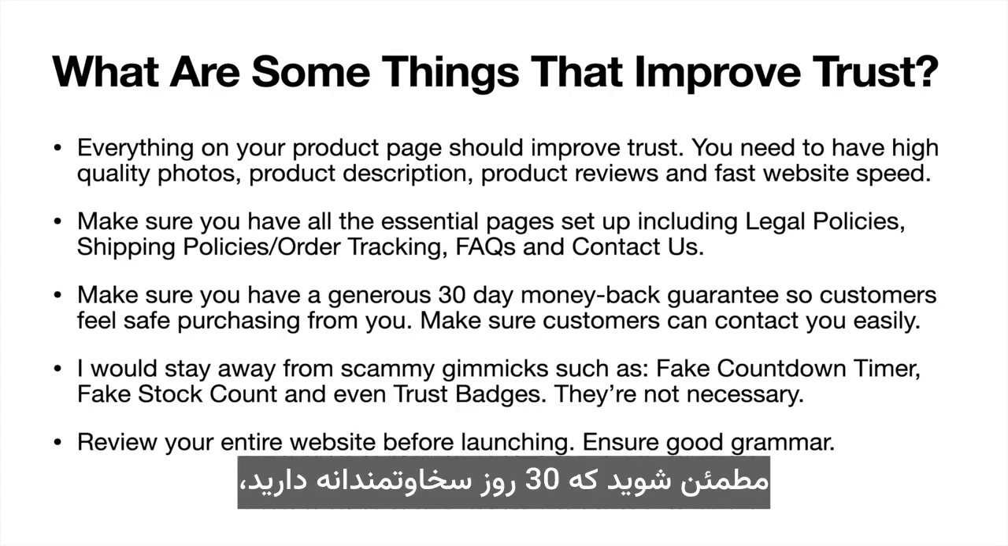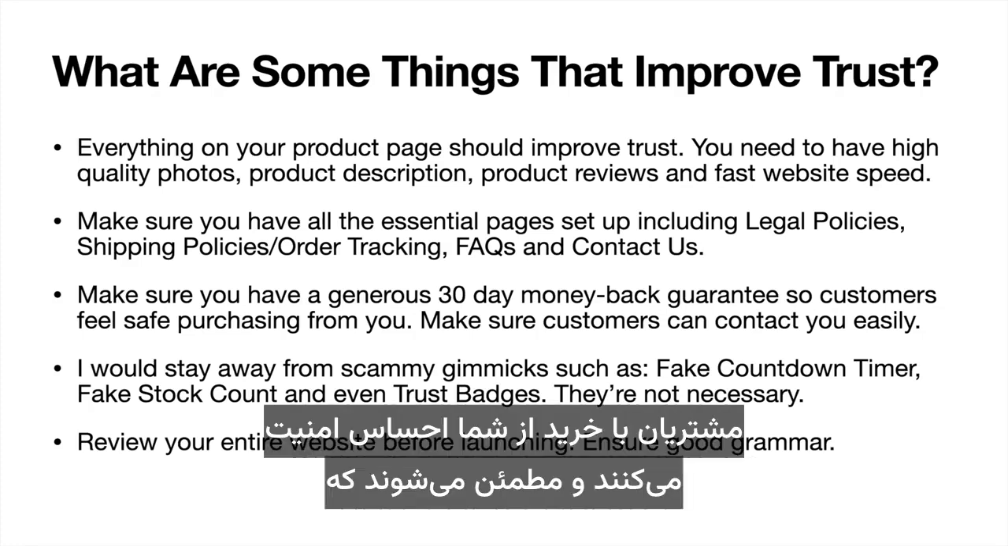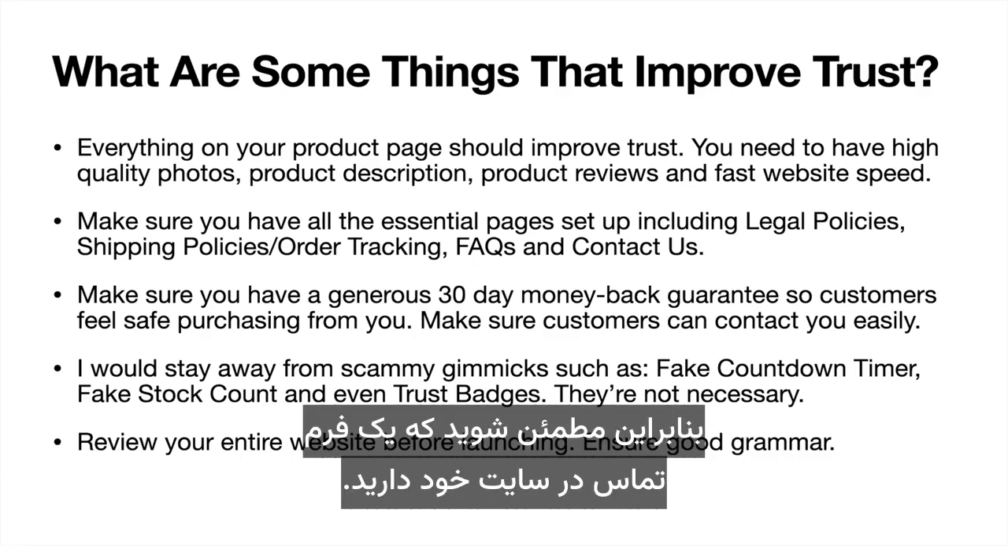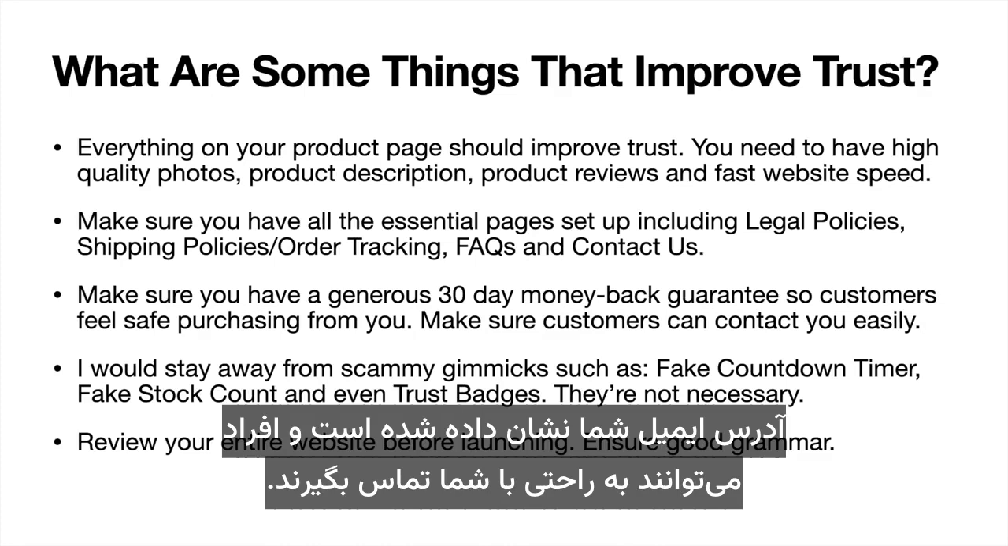In addition, make sure you have a generous 30-day money-back guarantee so customers feel safe buying from you. And make sure customers can contact you easily. So make sure you have a contact form on your site. Make sure your email address is shown and people can contact you easily.